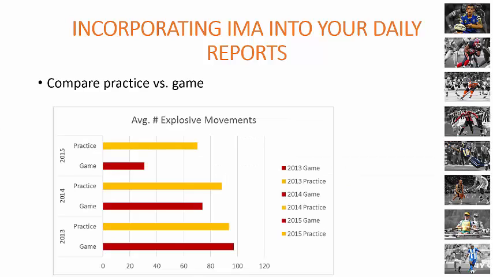We could also take our IMA data and compare practice versus a game. This is another really rudimentary graph, but something that hopefully sparks some interest from you all listening. This just compares the average number of explosive movements for a practice versus a game for the last 3 years. What we've seen is in 2013, the game had more high explosive movements. That wasn't the same in 2014 and 2015. So it's a great way to show a coach possibly think about changing some structures in practice, so that we can have a better periodization plan.